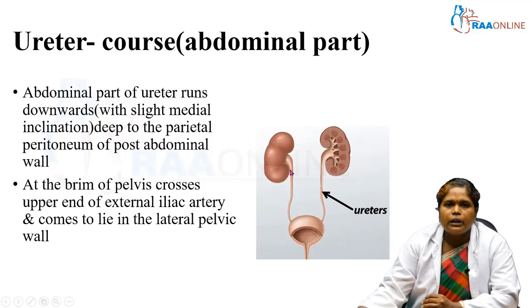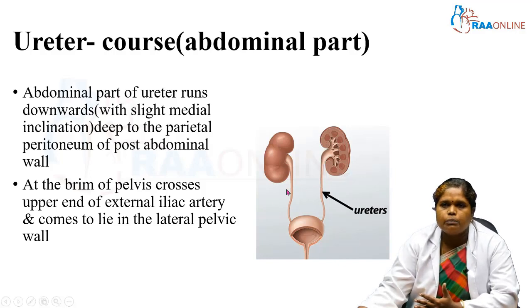Okay. So the abdominal part, if you see the course, runs downwards with a slight medial inclination. We all know it runs downwards, but with a slight medial inclination. And this abdominal part of the ureter lies behind the parietal peritoneum of the posterior abdominal wall. So if you see the posterior abdominal wall, you do not see this ureter, because it is covered by the parietal peritoneum. Once you remove this peritoneum, you can see the ureter.